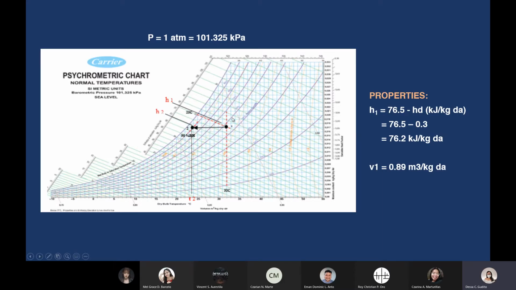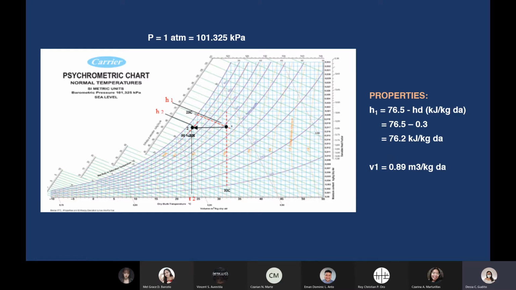Since our enthalpy is 76.5, and if we read the HD here, we just estimate, since we cannot calculate it. So we estimate 0.2 and 0.4, and our point is somewhere in between the two curves. So we estimate that our HD is around 0.3. Subtracting the values we got from the chart, we have our enthalpy at 76.2 kilojoules per kilogram dry air.